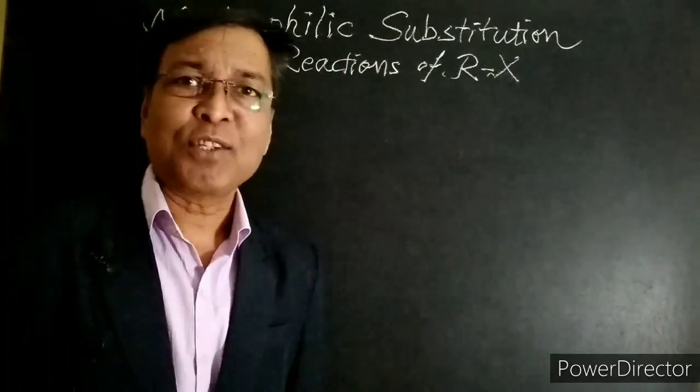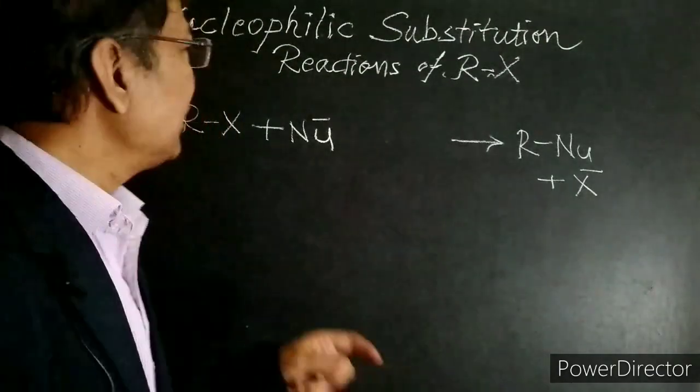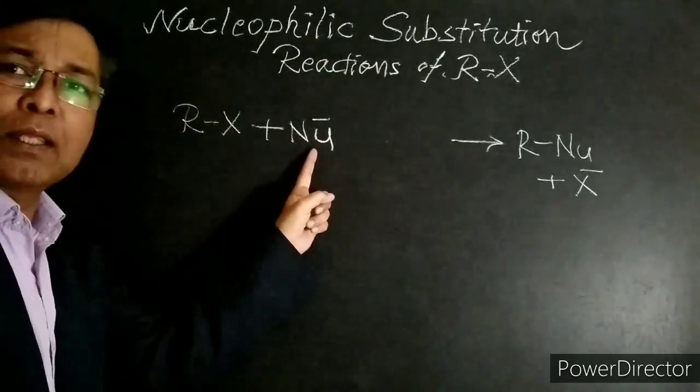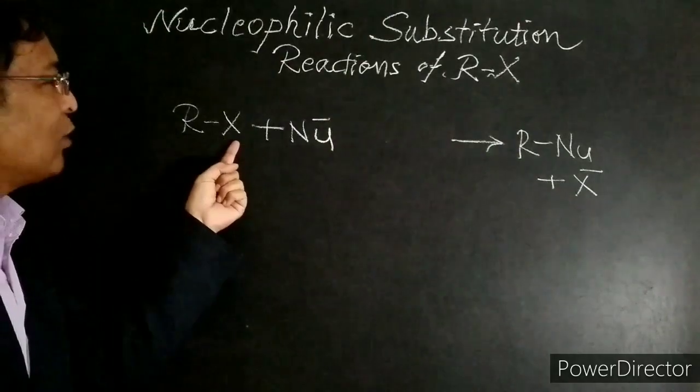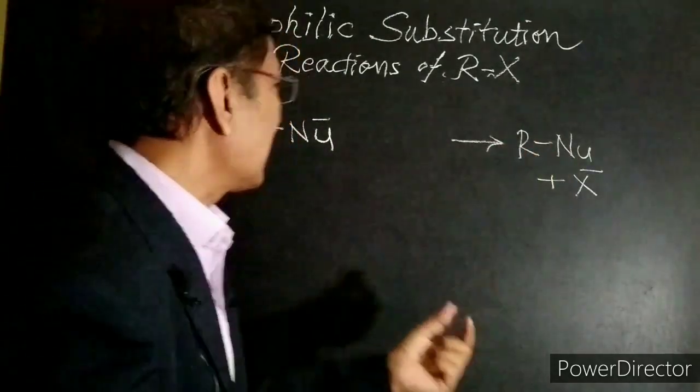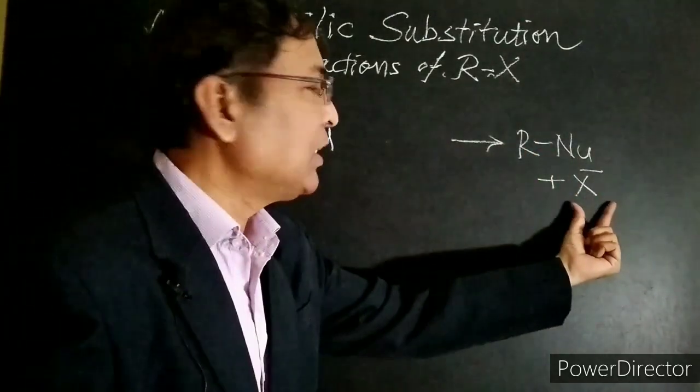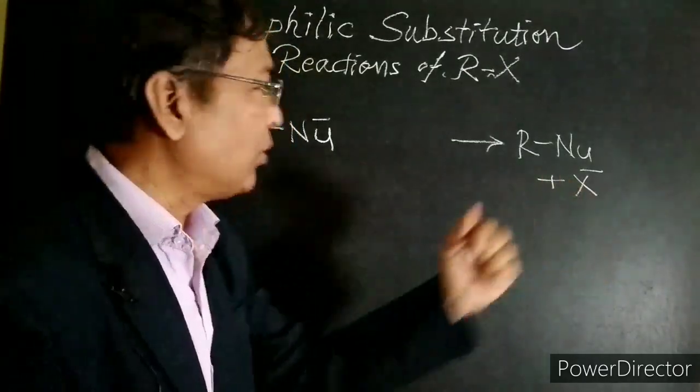Nucleophilic substitution reactions of alkyl halides. Alkyl halides undergo nucleophilic substitution reaction in which a nucleophile replaces the halogen atom to give the product. The halogen atom is replaced in the form of a halide ion.